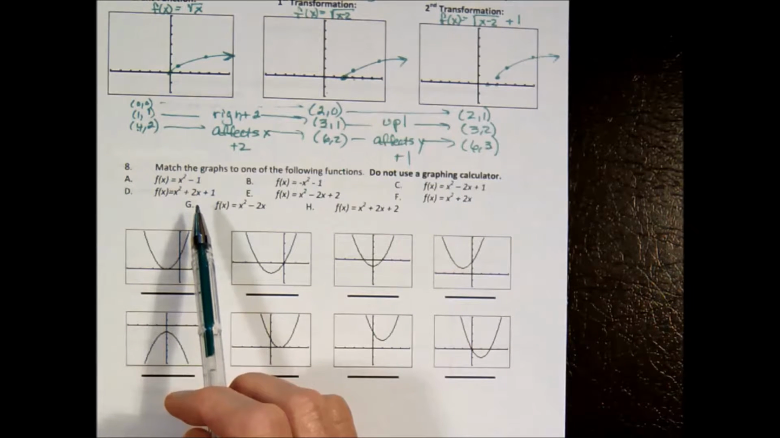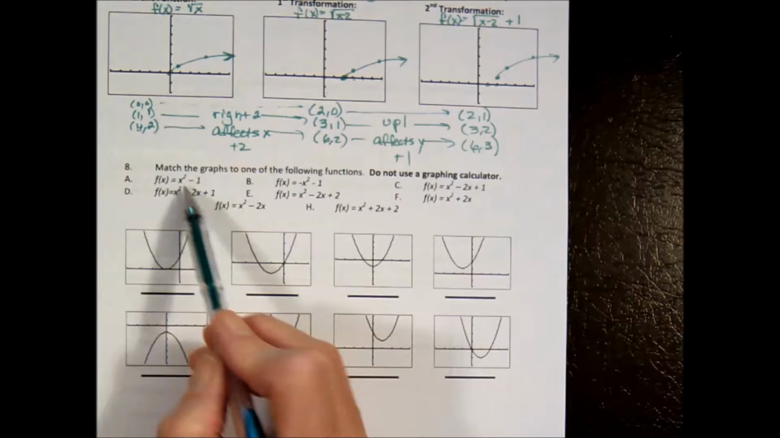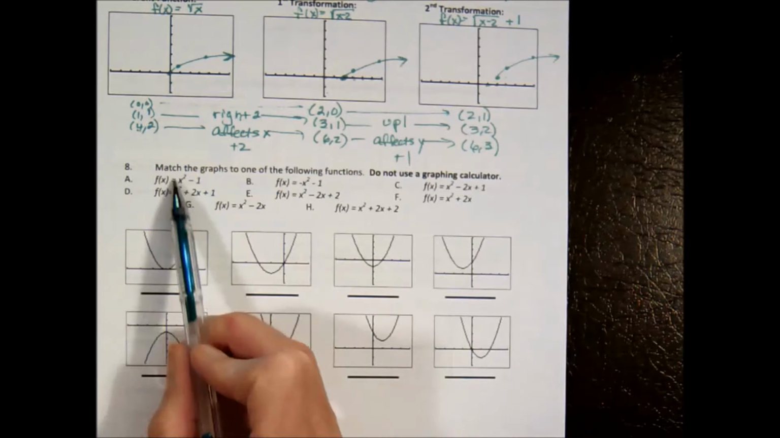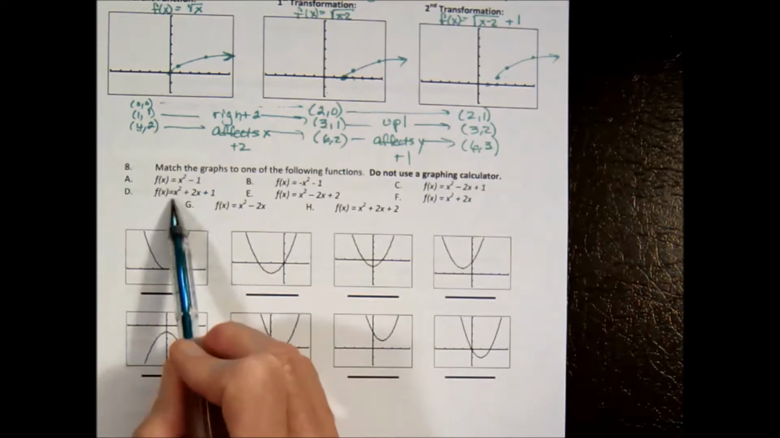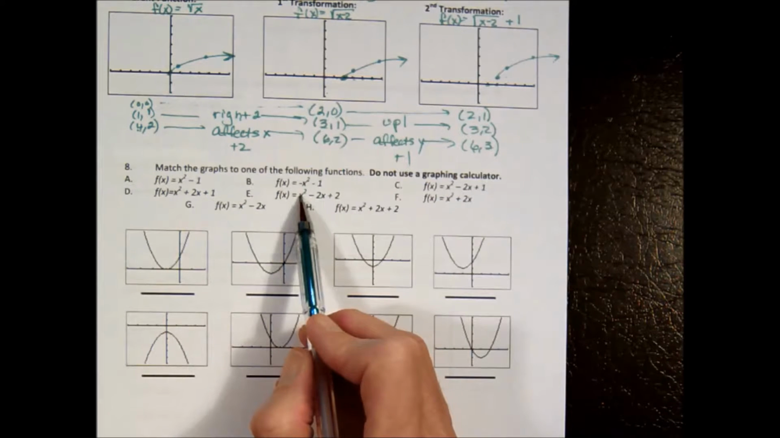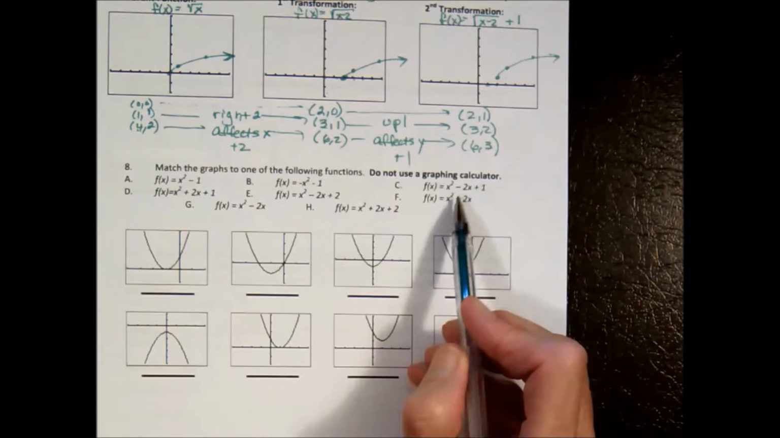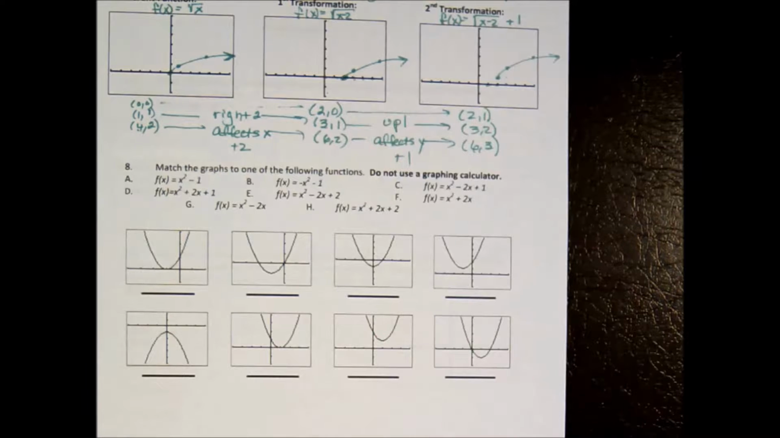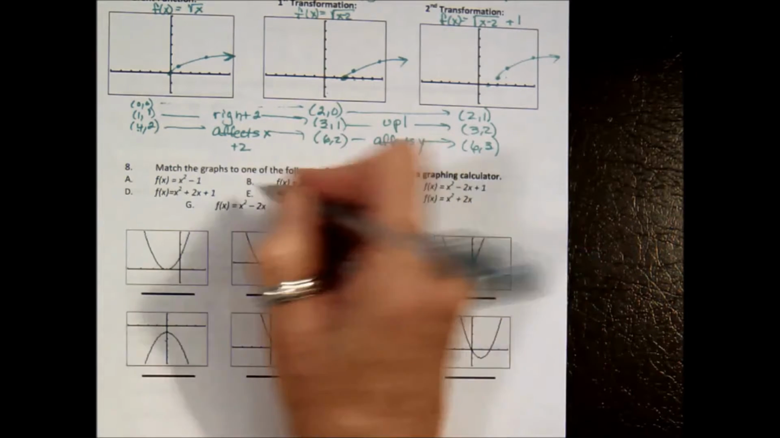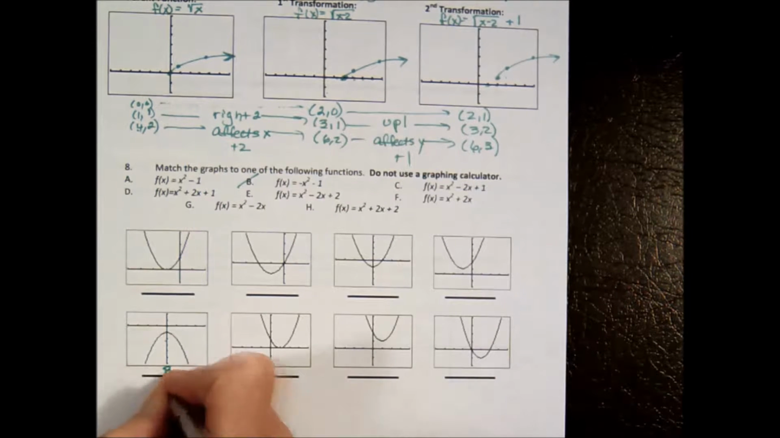So as I glance across, I see that this one opens up because it has a positive. This one opens up, this one opens up, this one opens down, up, up, and up. So there's only one that opens down. That should make it fairly easy: the only one of my equations that opens down is B. So that was easy. I'm going to move this up so we have some workspace.